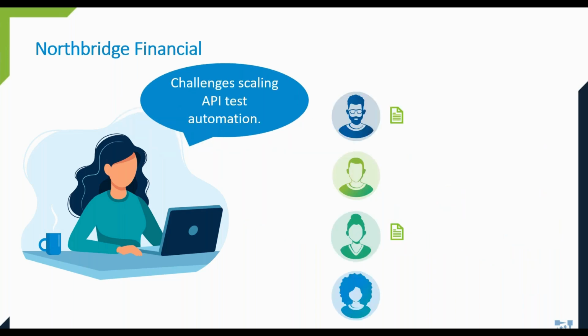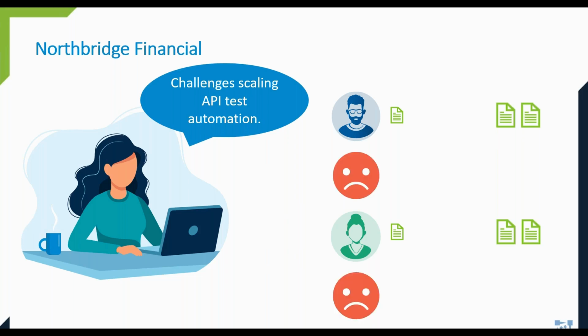However, as they started to analyze their current API testing strategy, looking for ways to optimize and scale, they realized that they had a real challenge, especially when it came to scaling API test automation. You see, API testing was being done using a homegrown test framework in which API tests were being written in C# by some members of the dev and testing teams.